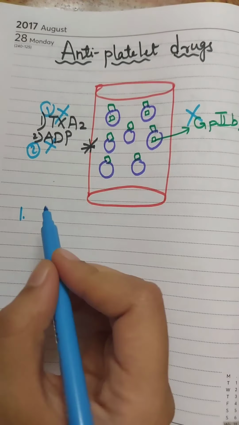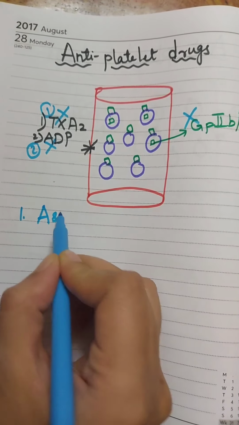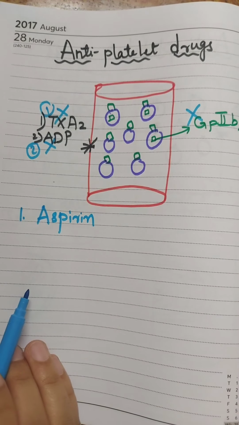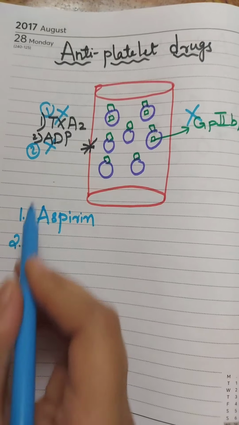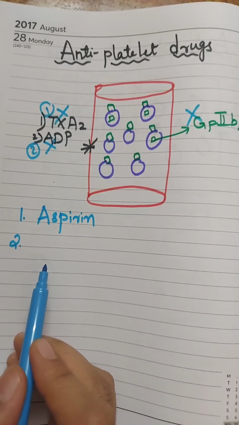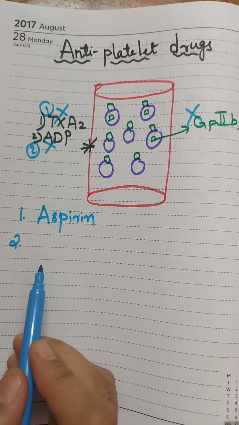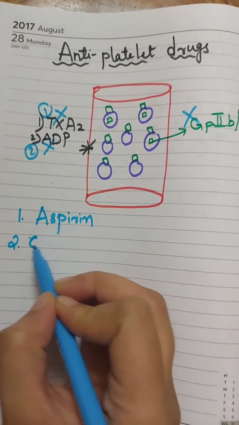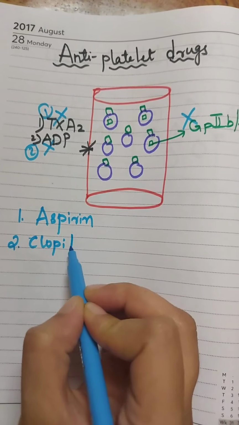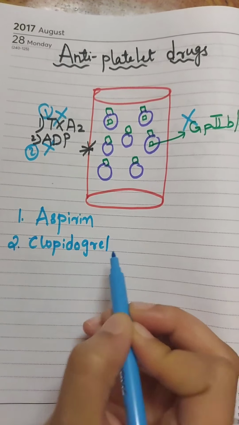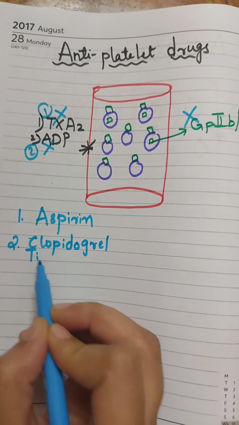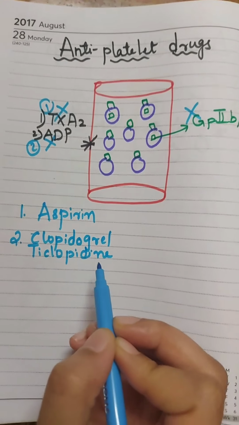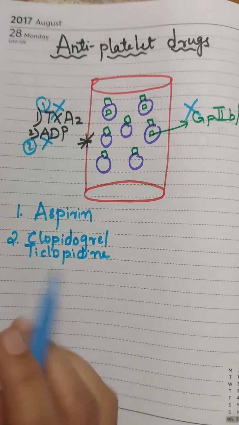Now which drug can be used for inhibiting thromboxane A2? We have a very important drug known as aspirin. So aspirin is a drug by which thromboxane A2 can be inhibited. Now what kind of drug can be used for inhibiting adenosine diphosphate? Adenosine diphosphate can be inhibited by two important drugs: clopidogrel and ticlopidine.